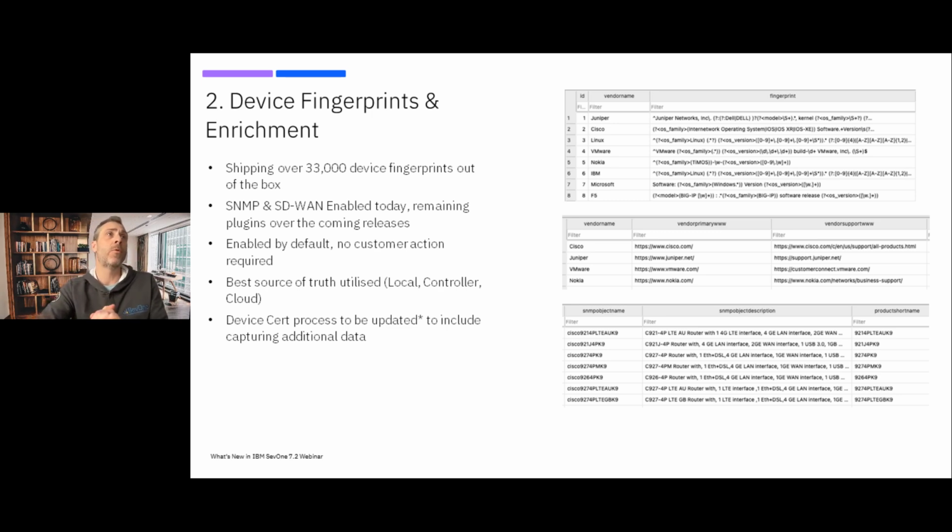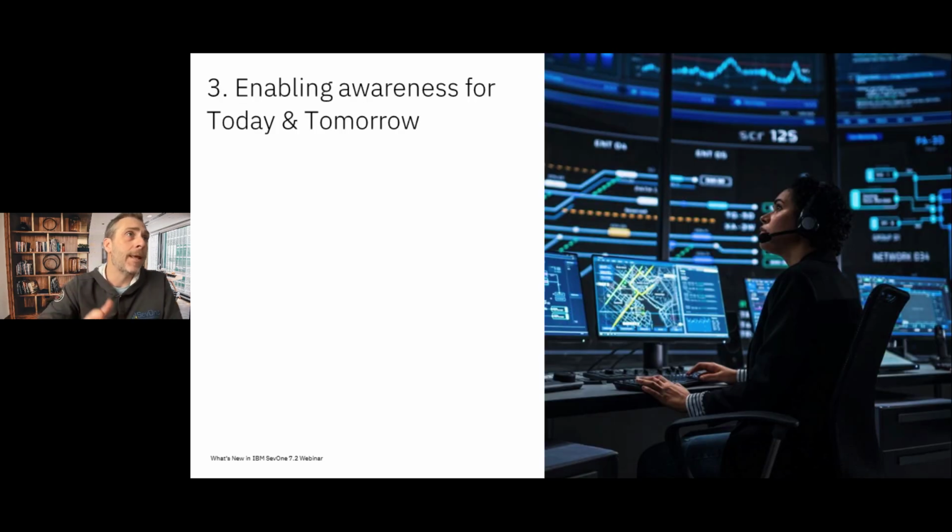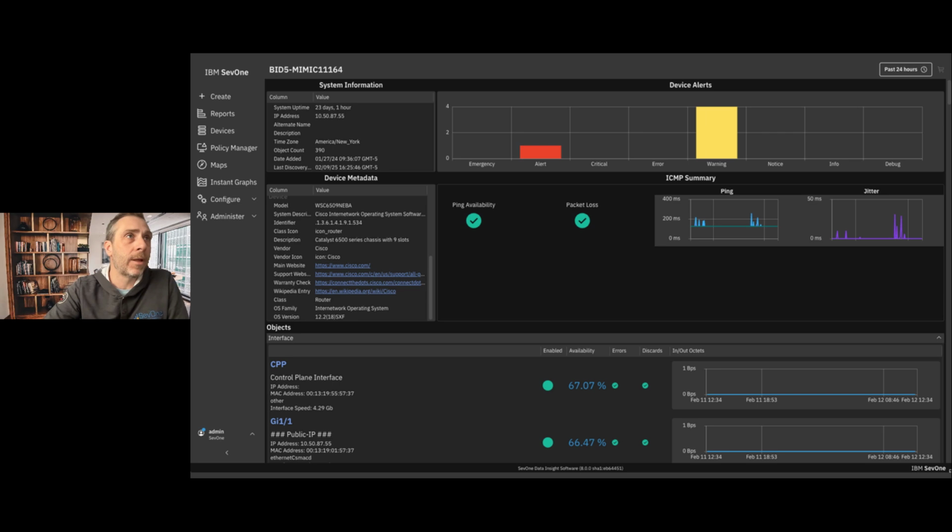And then for those of you who are familiar with our device certification process, we are updating that device certification process to include capturing this additional metadata, this additional enrichment data. So going forward, this is just as important as the metric data that we collect, is this contextual data to provide you better information. So again, we're doing all this for a very good reason. We want to enable awareness for today and tomorrow. And what does that mean? Well, let's take a little bit of a look here.